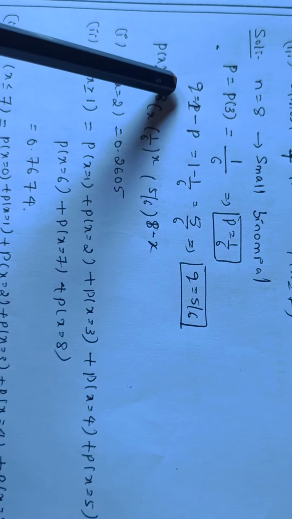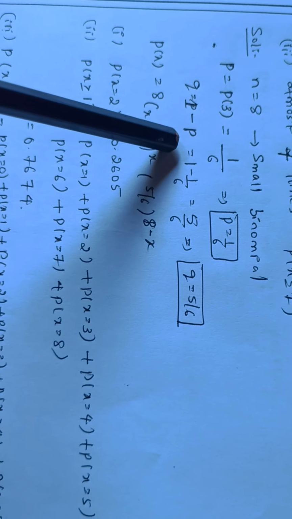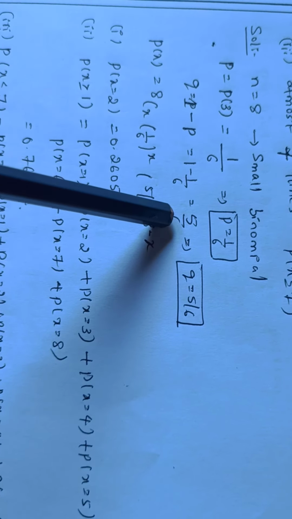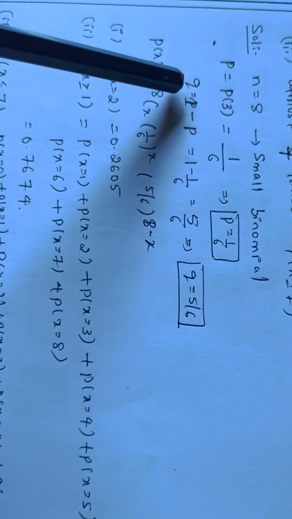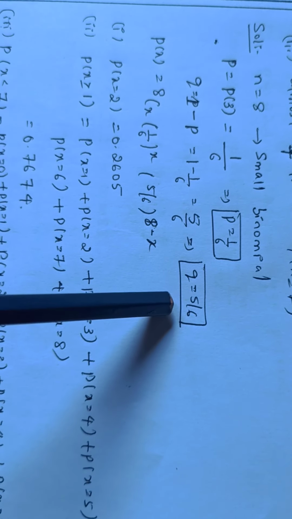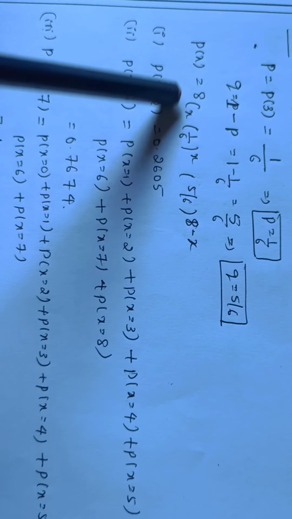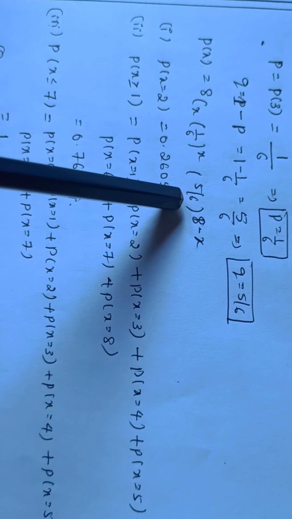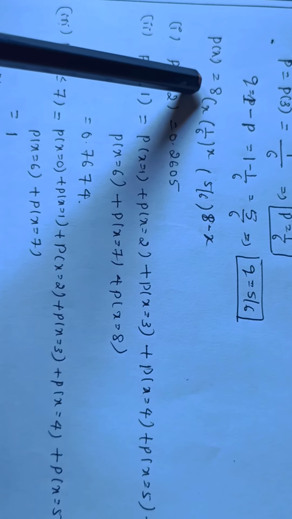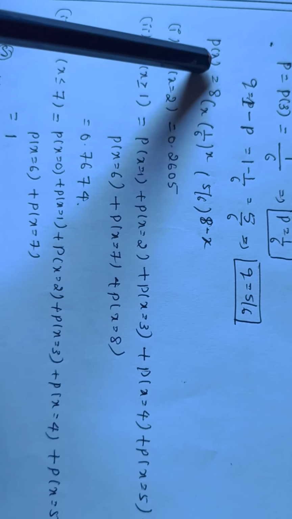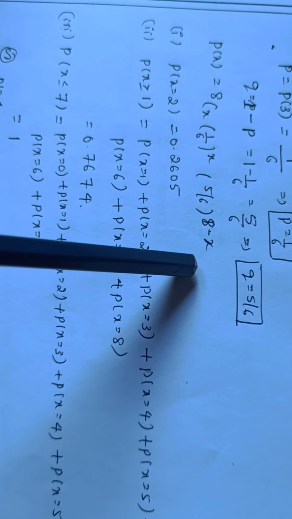We know the formula, q is equal to 1 minus p. Substitute the value of p as 1 by 6. So 1 minus 1 by 6 is equal to 5 by 6. So the value of q is 5 by 6. Here you know this is the probability density function for the binomial distribution. Substitute the value of n as 8, p as 1 by 6 and q as 5 by 6. So this will be the probability function.